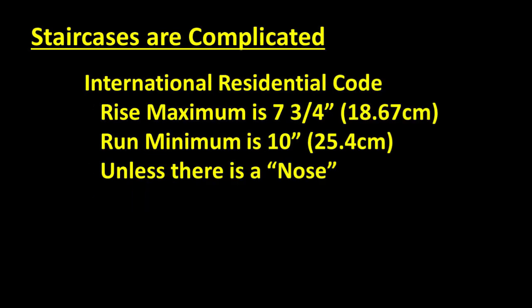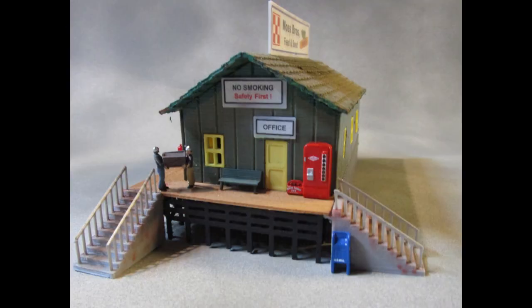The International Residential Code, or IRC, recommends standards for the ratio of the rise versus the run for well-designed staircases. About 7 3/4 inches of rise to every 10 inches of run in real life. And there are also considerations for the overhang, or the nose, on the step over the riser. And any good generator would have to consider these recommended ratios.